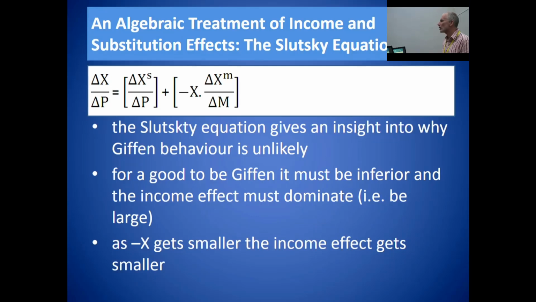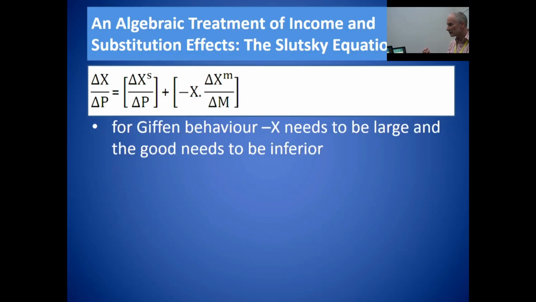So what does this mean about Giffen behaviour? Well, for the income effect to be large, it requires us to be talking about goods that form a large part of consumers' total expenditure. But these also need to be inferior goods. So those are the two requirements. If we don't have both of those, we're not going to get Giffen behaviour.